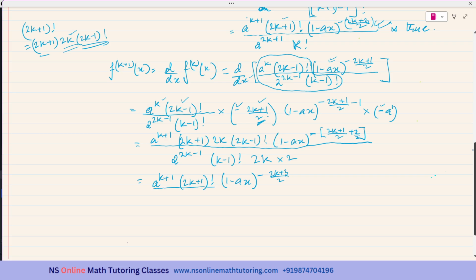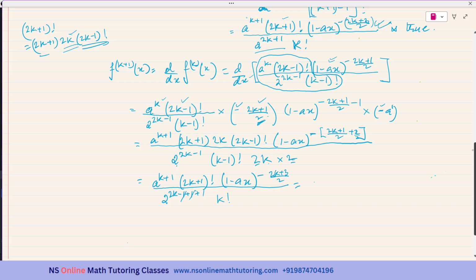And in the denominator, I want 2 to the power of 2k plus 1. So this is 2 to the power of 2k minus 1, and this is plus 1, and this is plus 1. Times by 2, times by 2. So this is 2 to the power of 2k plus 1 it will be, and k times k minus 1 factorial will be k factorial.